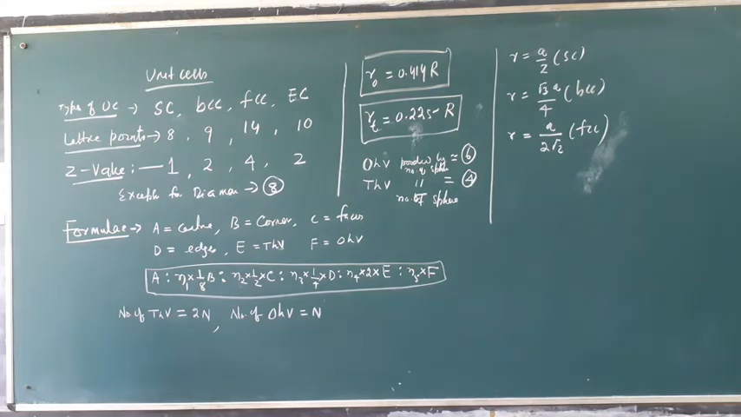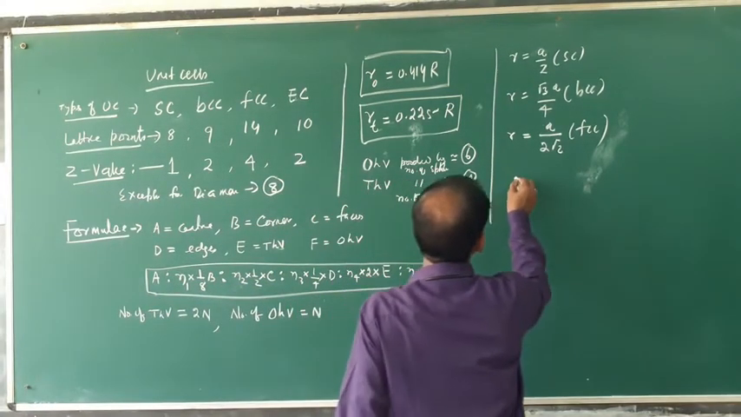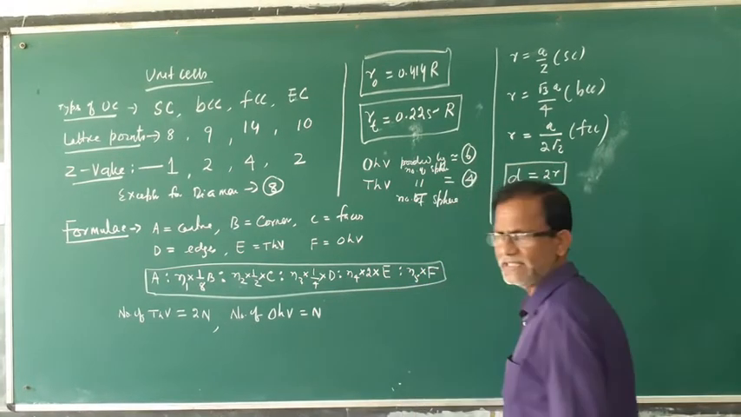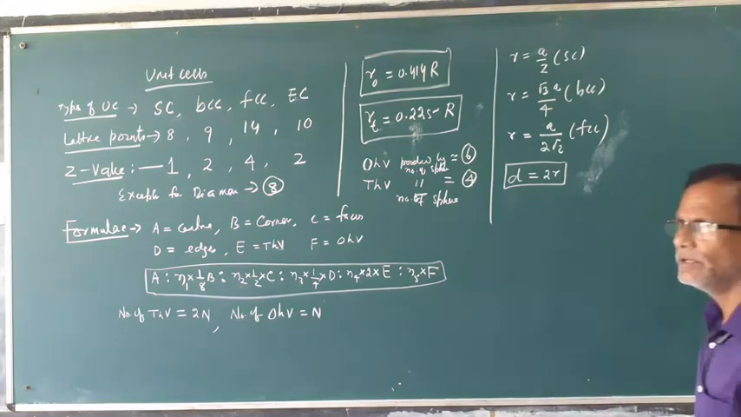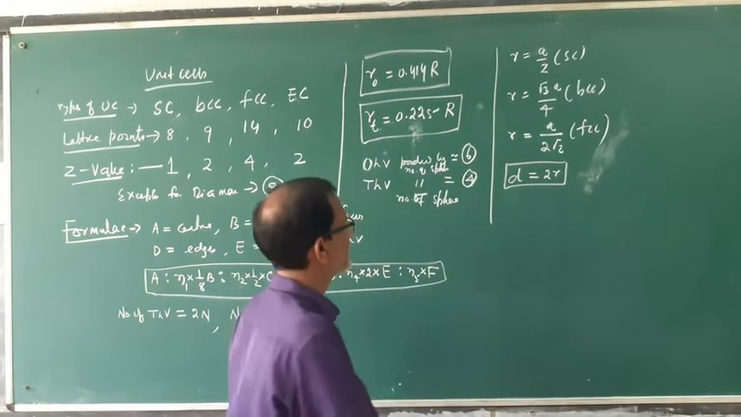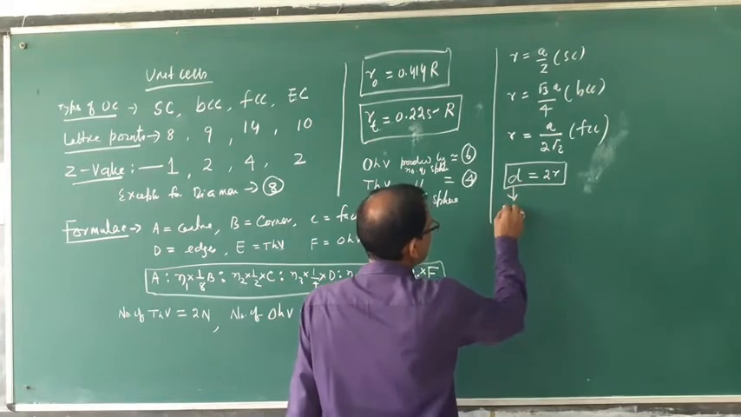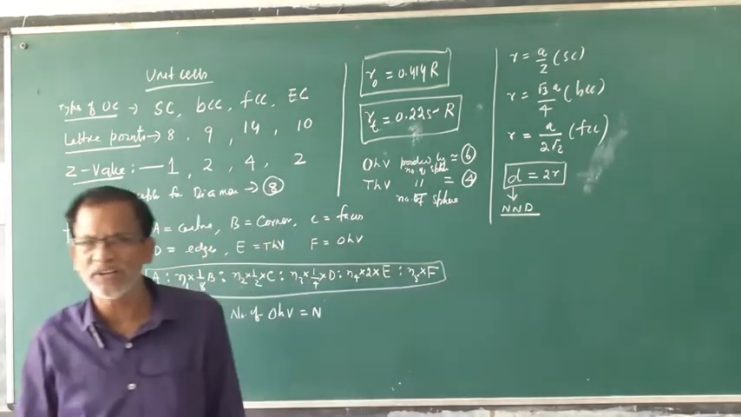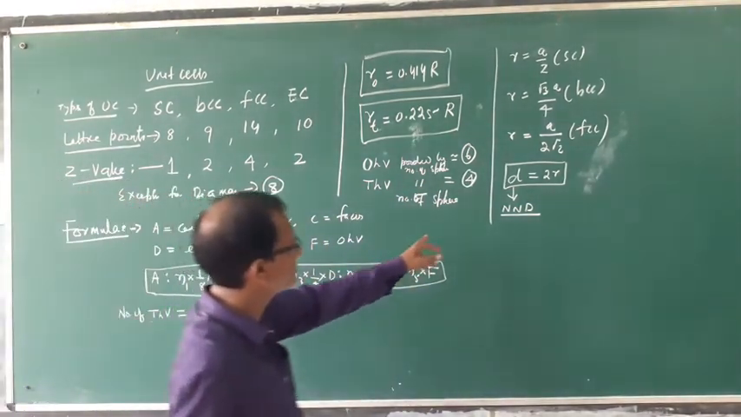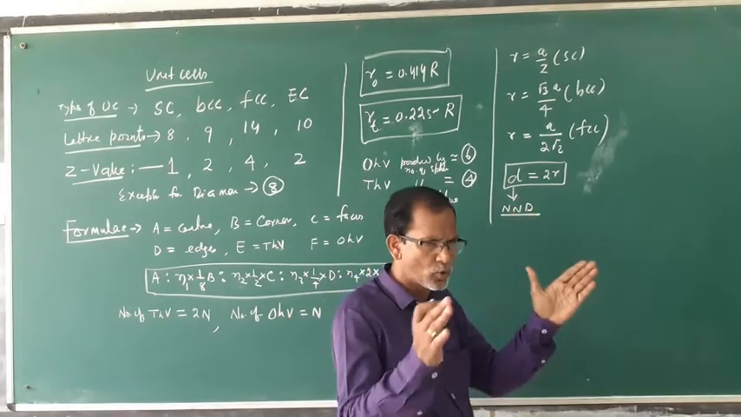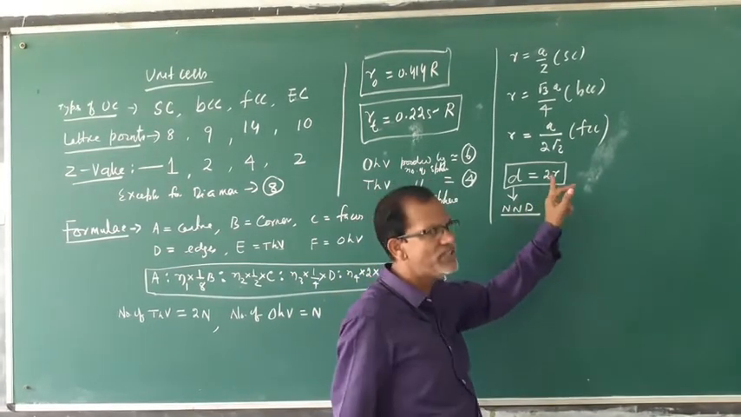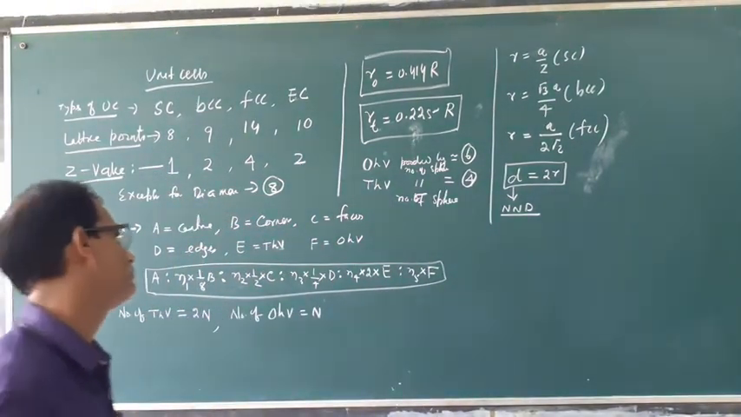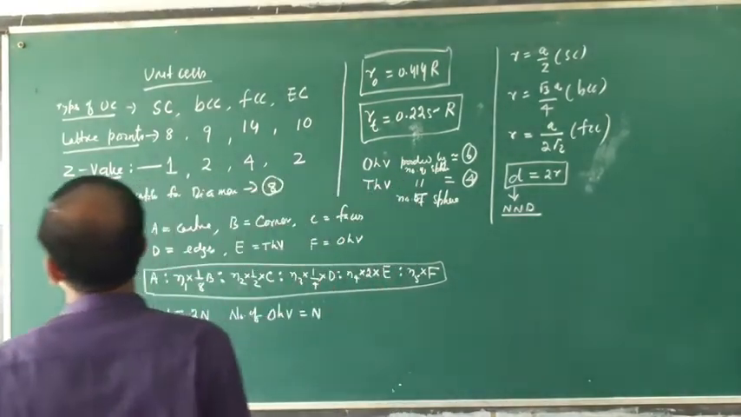Then another thing is that D is always equal to 2R. What is D? D is the nearest neighbor distance, NND, short form is NND. How much is the closest distance? That is always equal to 2R. D is always equal to 2R. Okay, this is one important relation.